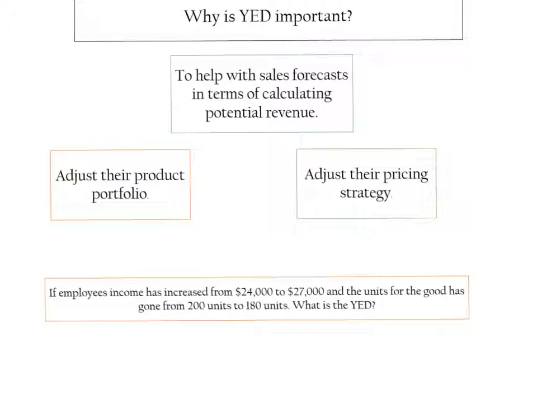Now, from reading this question, we can already see that income has risen, but demand has fallen. So we can already guess that this is going to be an inferior good, but by how much? If you pause the video and have a go at calculating the income elasticity now, then we'll have a look at the answers together.